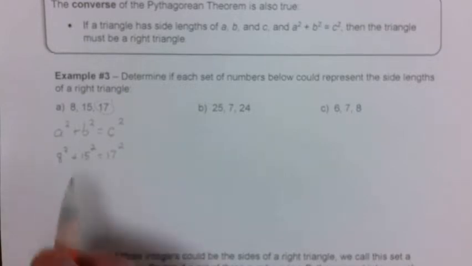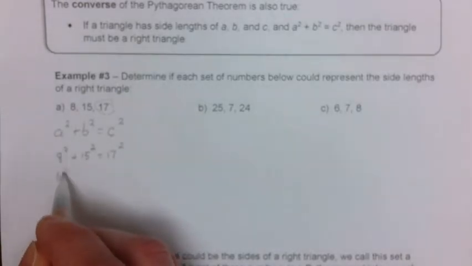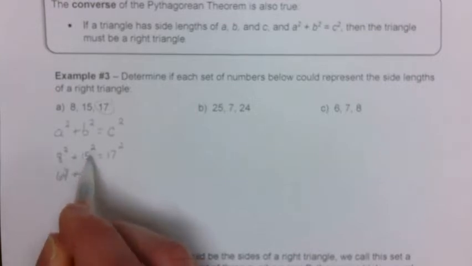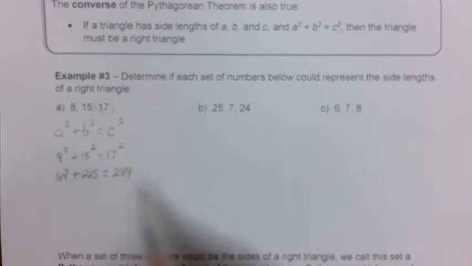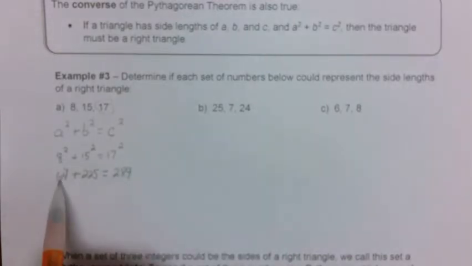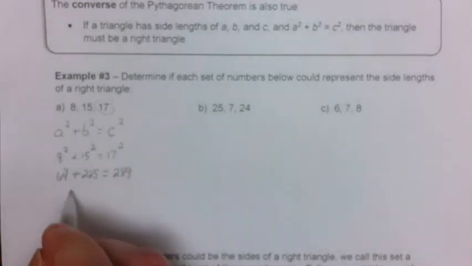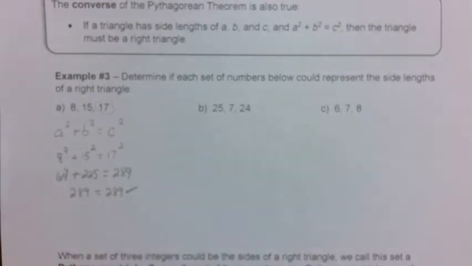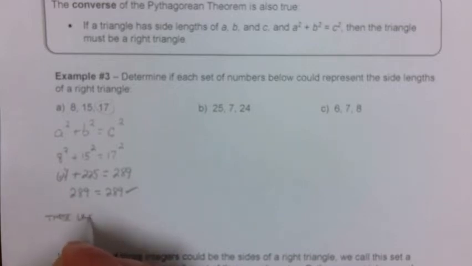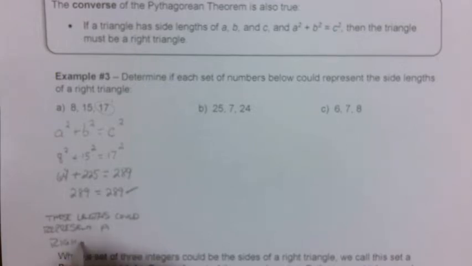So let's see what we would get here. 8 squared is equal to 64, plus 15 squared is 225, and 17 squared is 289. Now if I add 64 with 225, I do get 289. So 289 equals 289. Which works out, which means these lengths could represent a right triangle.